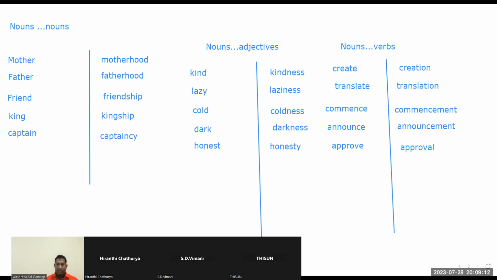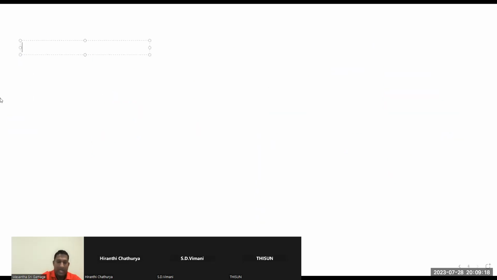And you should learn this one also. When we add ing to a verb, or the stem of a verb, we call it the present participle, or simply the ing form, right? The ing form has three meanings.